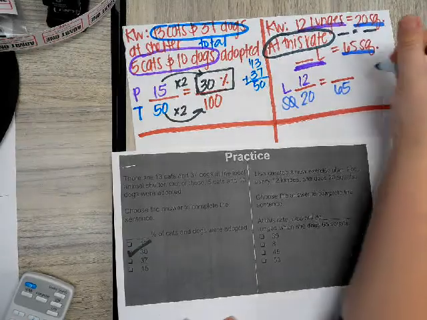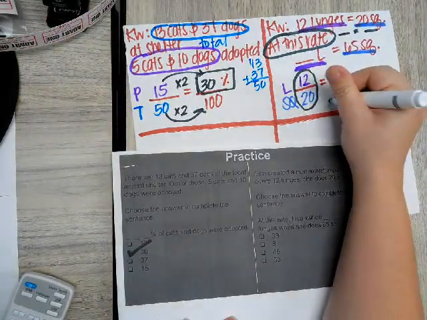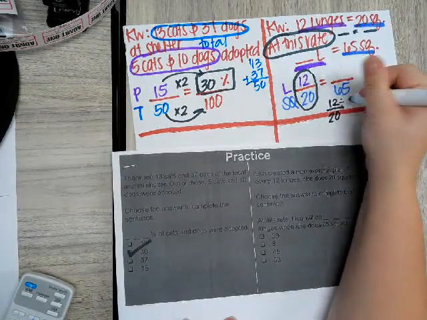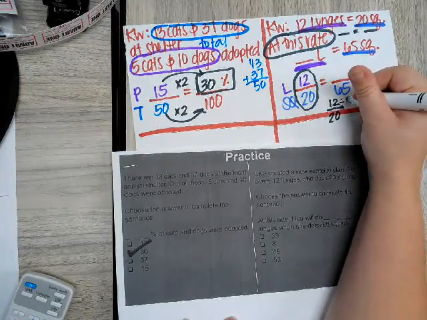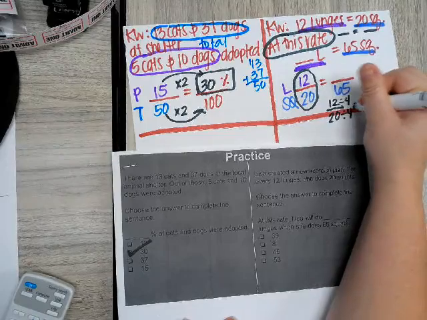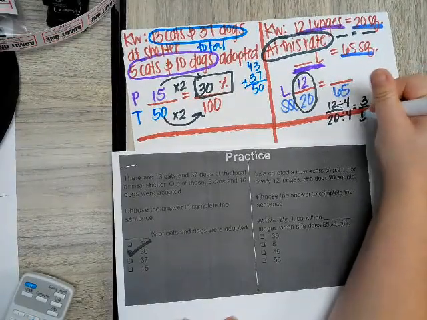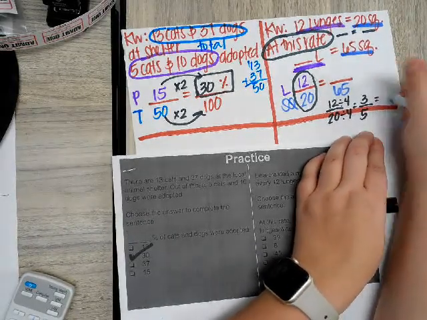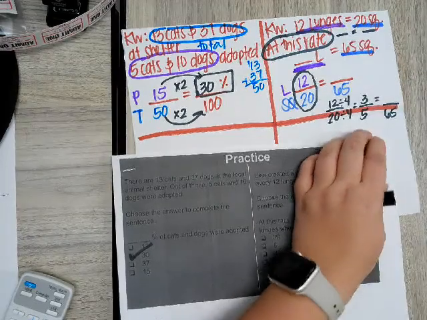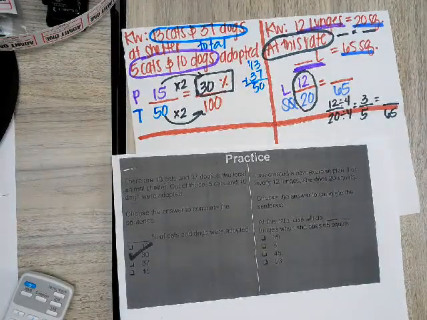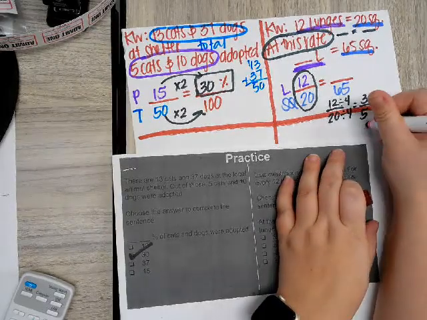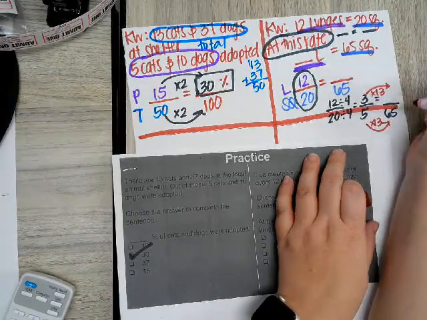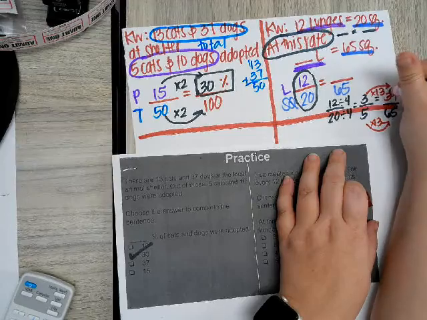All right, so let's go ahead and simplify this. What can I simplify 12 and 20 by? I can simplify it by 2, but I can also simplify it by 4 and get 3/5. Now, can I get from 5 to 65? Absolutely. I can multiply that by 13. 13 times 3 gets me 39.